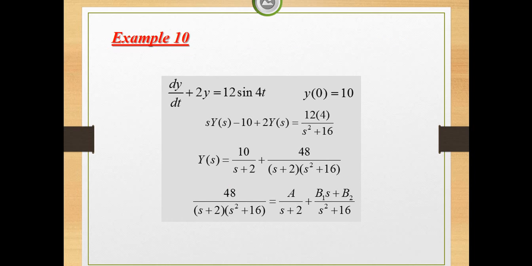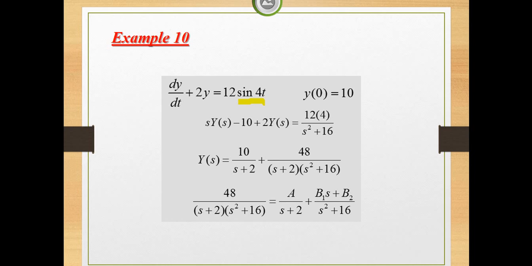This time, let's say we keep what we have in the original example. It's still dy/dt plus 2y, but we will change what we have on the right side to be 12 sine of 4t. So naturally, the Laplace transform of this will be the same as the previous example. s y of s minus y of 0, which is 10, and 2y of s, the Laplace transform of 2y, and this one will only entail initially the Laplace transform of sine 4t.